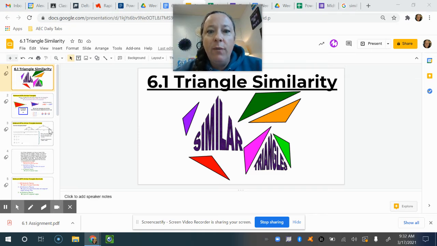Now, in Unit 5, we talked about triangle congruence, where all three angles are congruent and all three sides are congruent. But what makes triangles similar and what is similar?